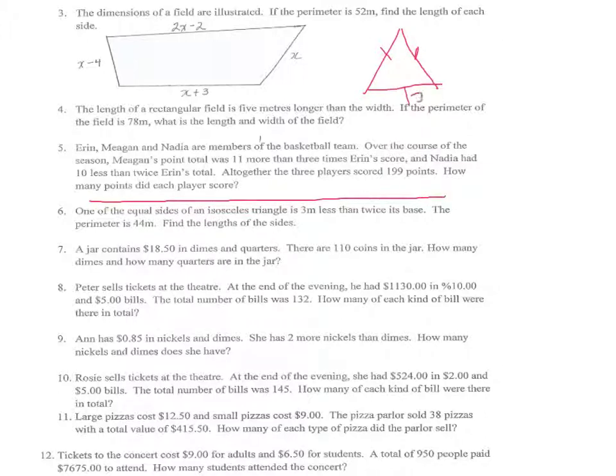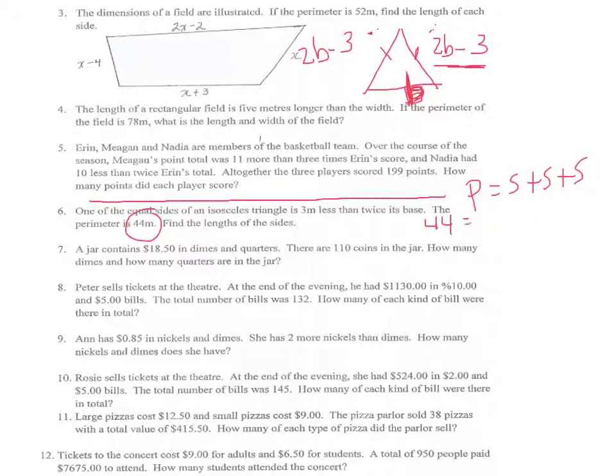So this is the base. We'll say this is the base, and one of the equal sides, these two sides are equal, is 3 less than twice the base. So this is 3 less than twice the base, and this is 3 less than twice the base. The perimeter is 44. So now I can do perimeter equals side plus side plus side, which is 44 equals b, which is the base, plus 2b plus 3, which is one of the sides, plus 2b plus 3, which is one of the sides.